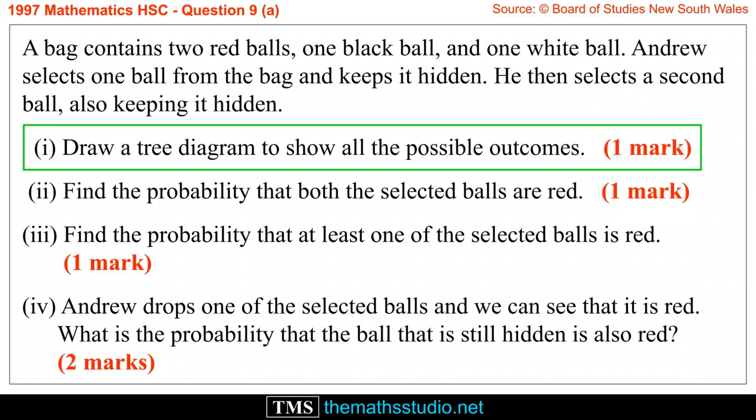Question 9, Part A. A bag contains 2 red balls, 1 black ball and 1 white ball. Andrew selects 1 ball from the bag and keeps it hidden. He then selects a second ball, also keeping it hidden. Part 1. Draw a tree diagram to show all the possible outcomes.